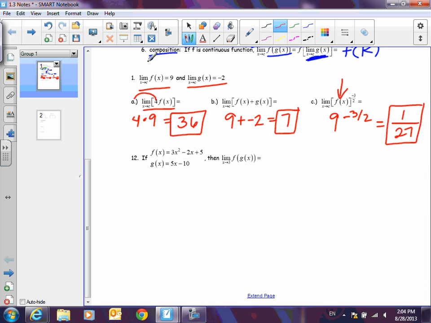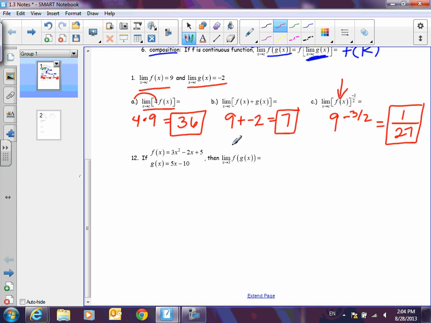Number 12. You know, like how it went 1 through 6, then 1, then 12? Okay, some of you probably didn't even notice. All right, so here we have 2 functions. So they are giving us the functions this time. And they're just asking us one question. Find the limit as x approaches 3 of f of g of x. Now, does anybody in here want to find f of g of x and then take the limit? No. If you just love algebra, you might.